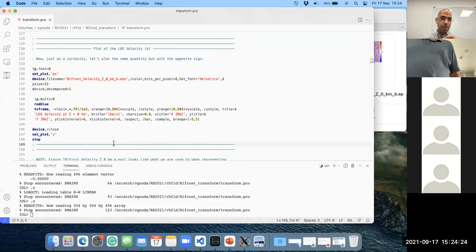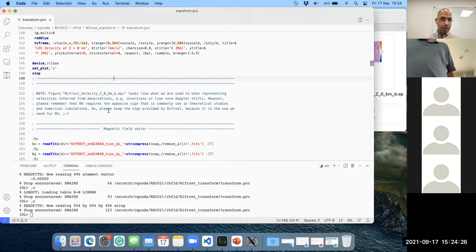Okay, so this is basically what I said. Just pick the original one, because the one provided in Bifrost is the same one that RH needs.